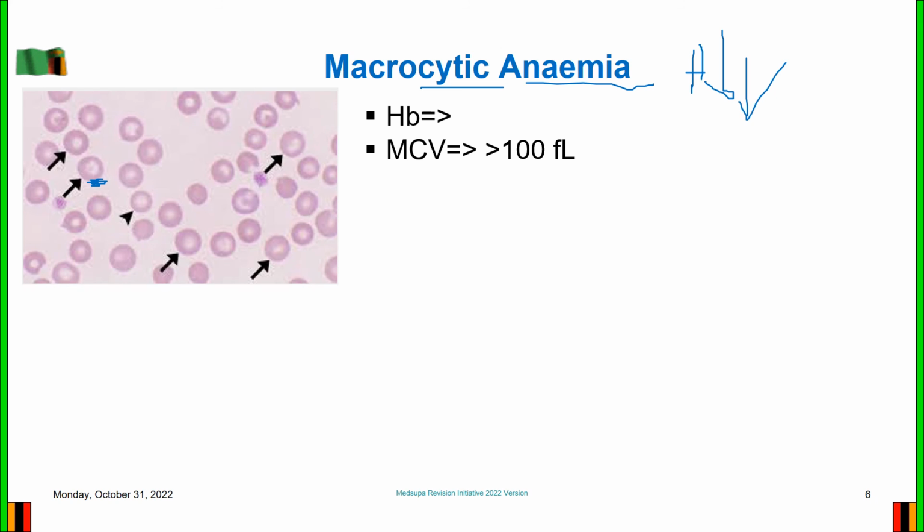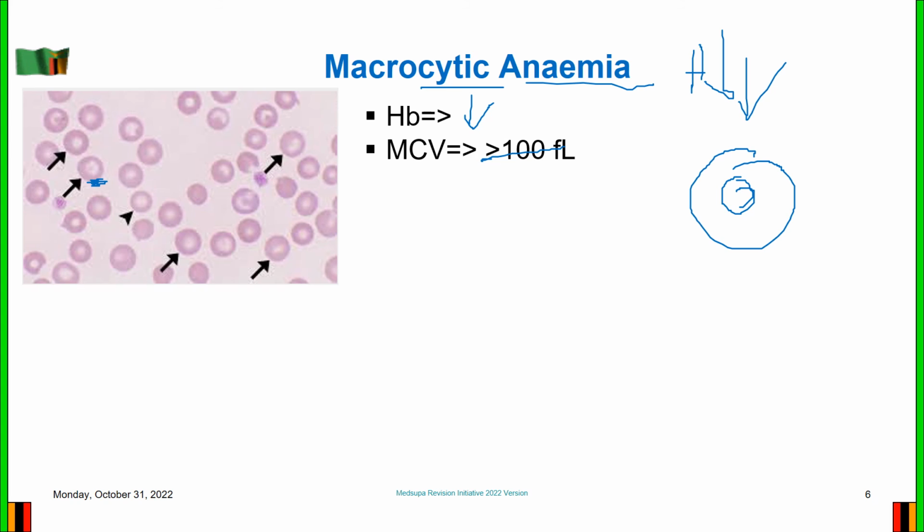Hemoglobin, of course, we know that it will be low. Okay, we know hemoglobin will be low, and MCV is above 100, meaning that the red blood cell has increased size. Okay.